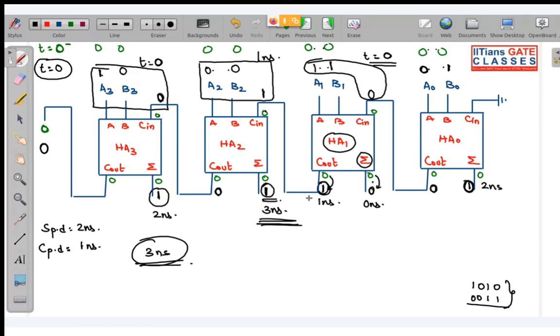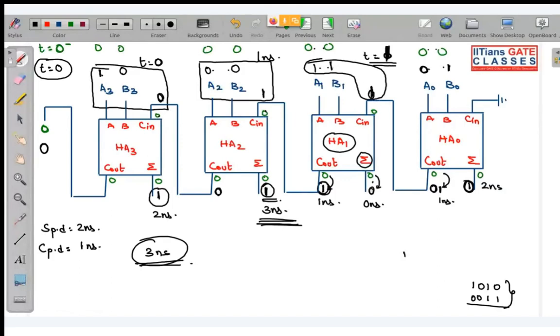Suppose the C out 0 would have been changing from 0 to 1. If this had changed from 0 to 1, then for generating the carry we would have required 1 nanosecond. So over here we would have got 1. So all the inputs would have been present from 1 nanosecond, because this would have required 1 nanosecond to stabilize.